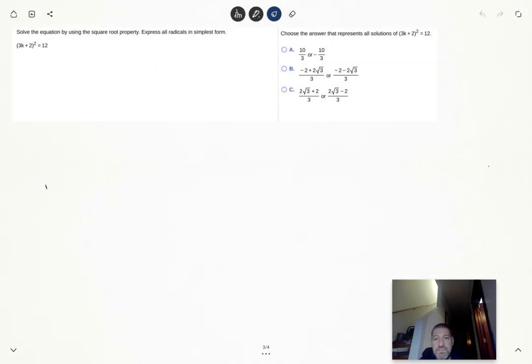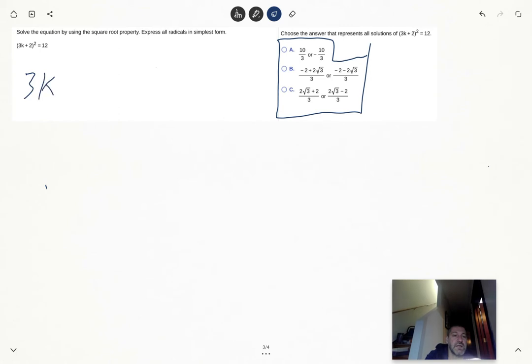So that's the basic idea. Now we'll look at just a couple different problems where you get funky answers, so answers that would look a little bit more like this with radicals, just a little bit more funky looking. Okay, so 3k plus 2 squared equals 12.